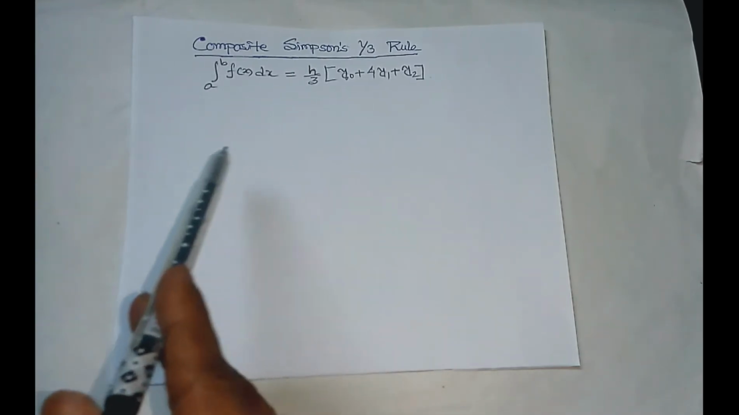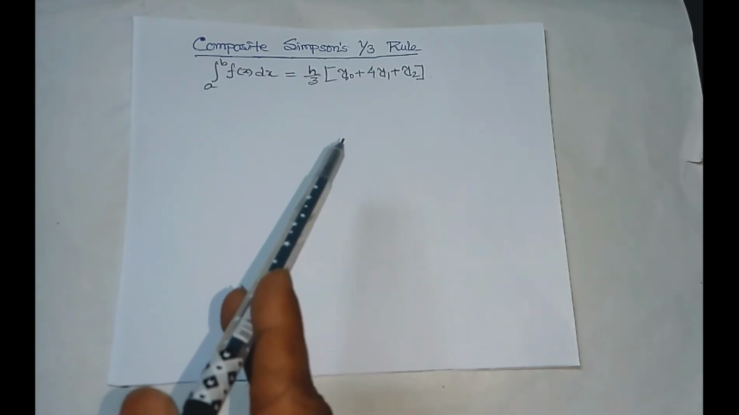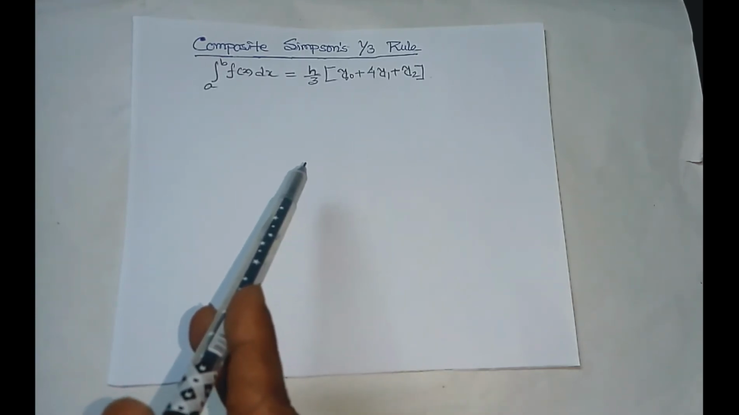Now in Simpson's one-third rule, we get some error. To minimize this error, we use the composite Simpson's one-third rule.